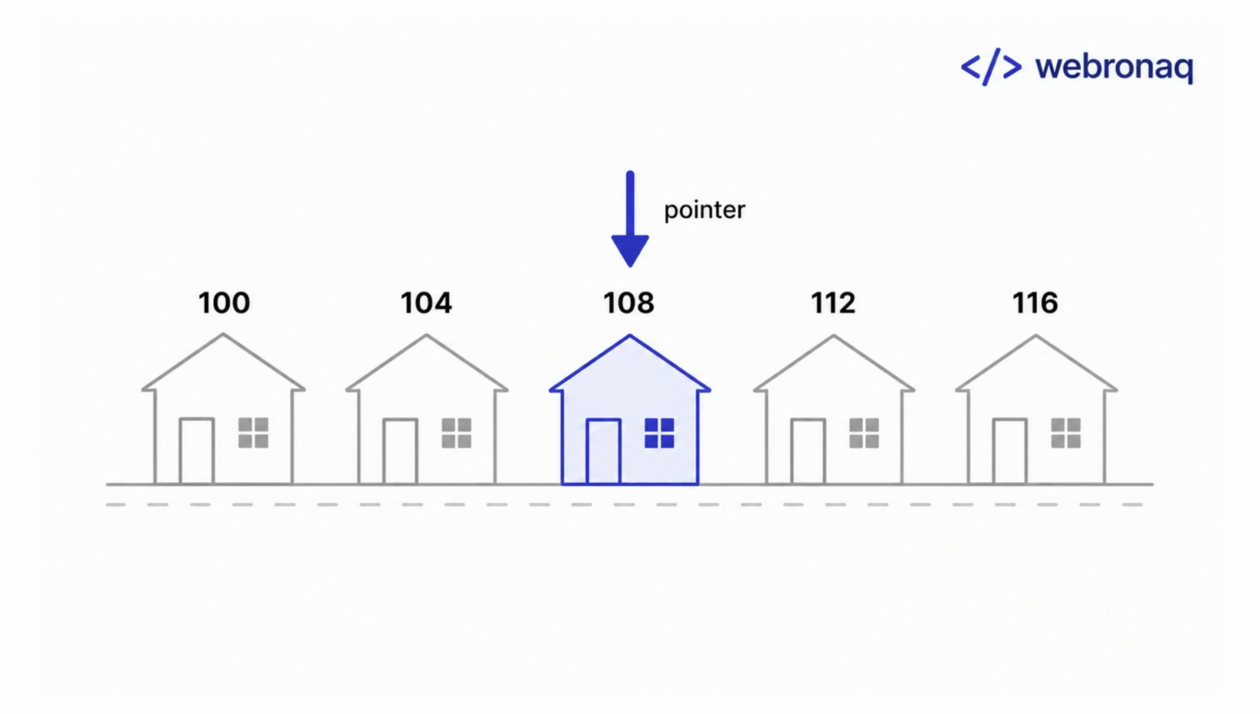Imagine you want to tell a friend where you live. You do not pick up your house and hand it to them. You just give them the address. Your friend now knows exactly where to go. That is the core idea behind a pointer in programming.